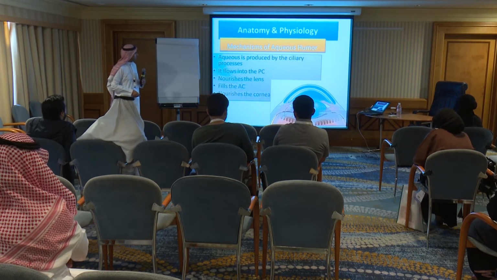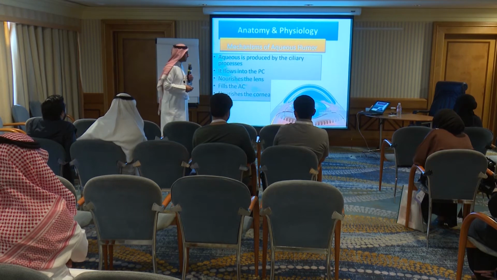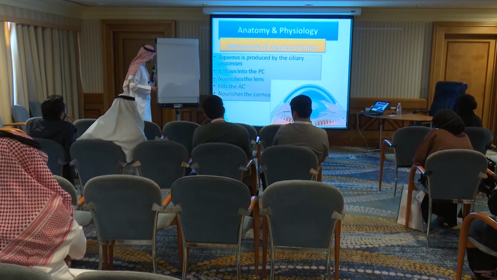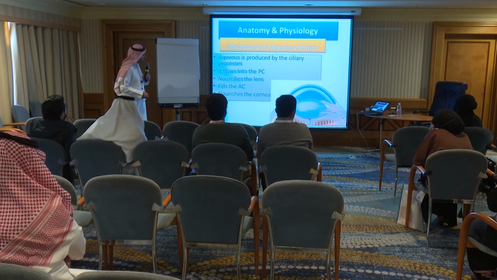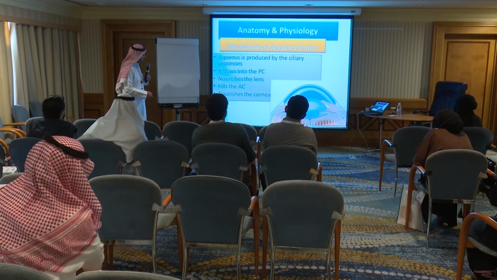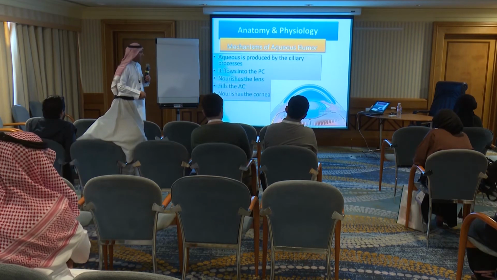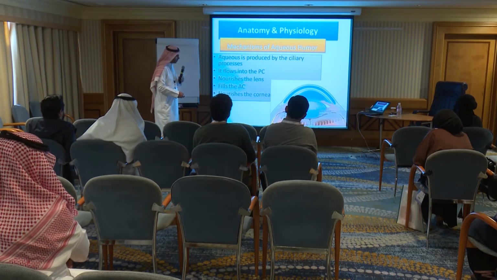Next, the other important thing is the fluid inside the eye. It is called aqueous humor. This fluid is really important. It's produced by the ciliary processes in the posterior chamber, which is between the lens and the iris. So aqueous humor is produced by the ciliary processes in the posterior chamber.